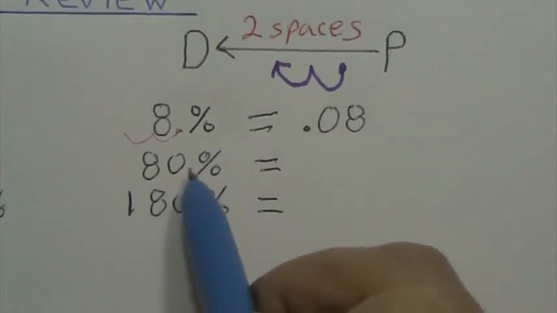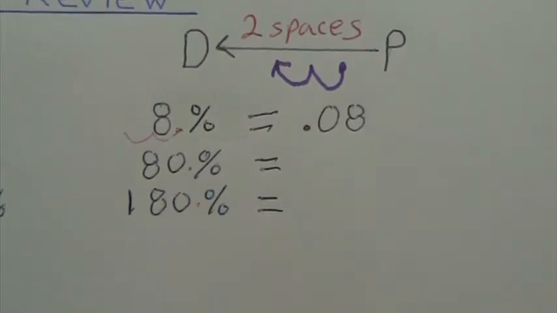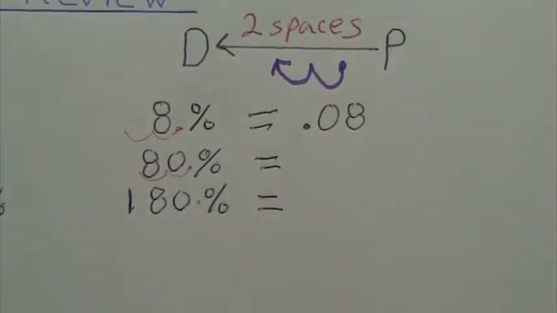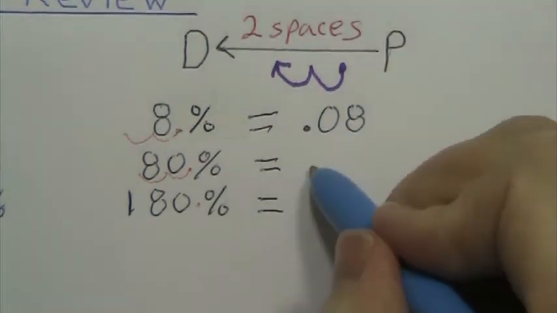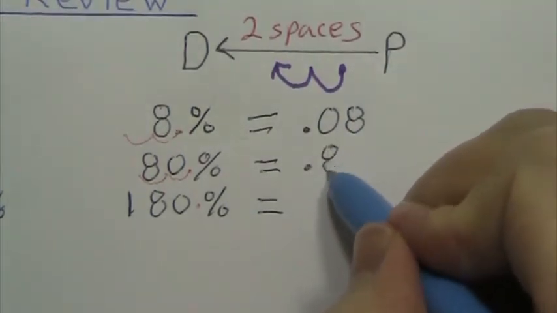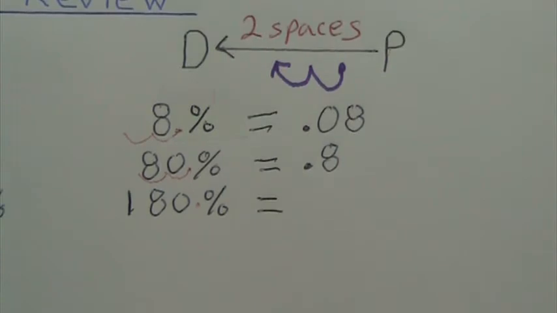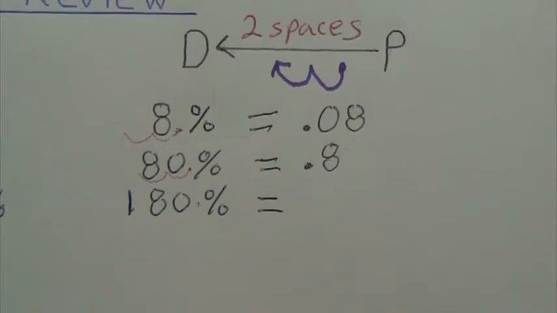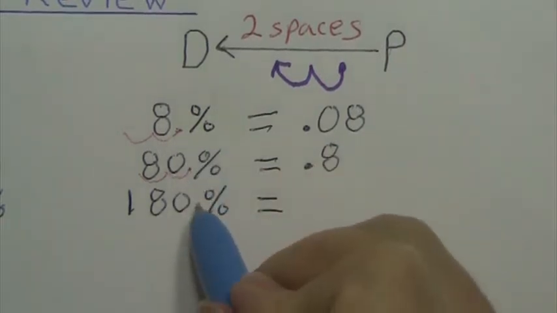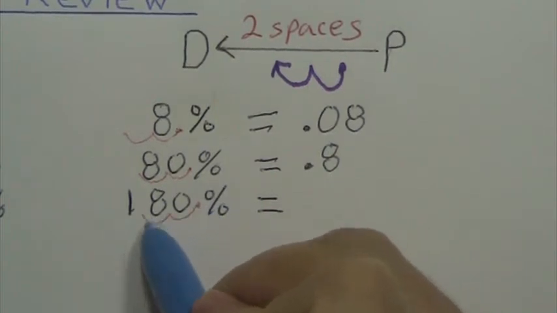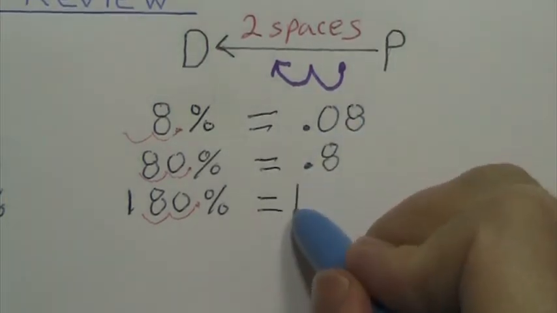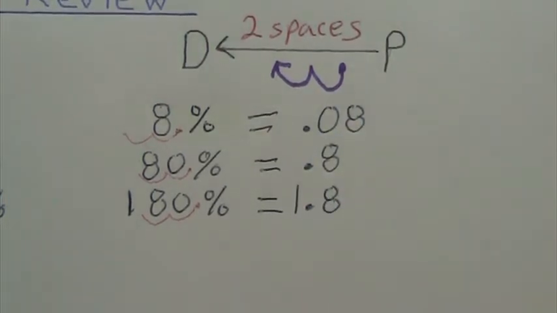All right, how about the next one? You want to move the decimal over 2 spaces. It's going to be right in front of the 8, 0.8. Now you can say 0.80 if you wish, but most people just drop off the zeros to the right of the number. And the last one there, you move it over 2 spaces, 1, 2, it's 1.8. Again, if you wish, you can write 1.80, but I'm just going to say 1.8.